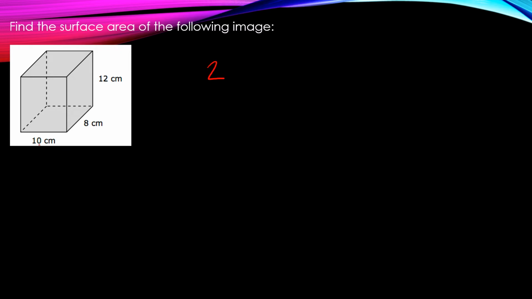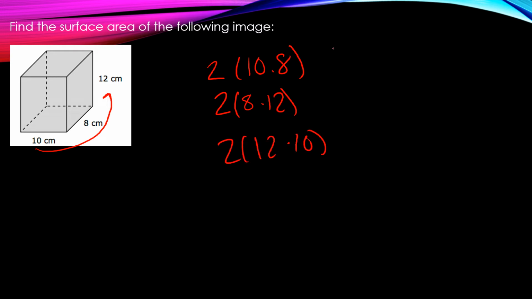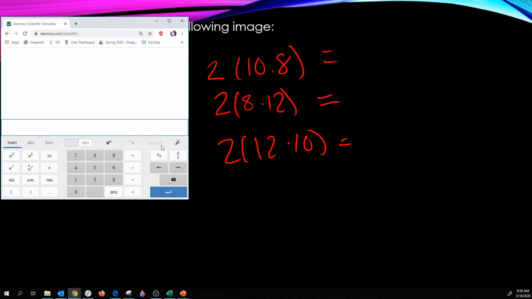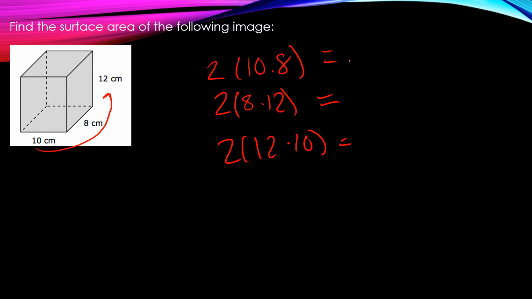Okay, so starting at the bottom, I'm going to go up this way. So I'm going to have 2 times 8 times 10. And then my next pair is 8 times 12. And then I'm going to loop back around and have 12 times 10. So this is kind of a shortcut. Anytime you're asked to find the surface area of a cube or a box, this works. Okay, only for cubes and boxes though. And then we need to multiply all these together. So 160, 192, 240. Then, to find surface area, we need to add them all together.